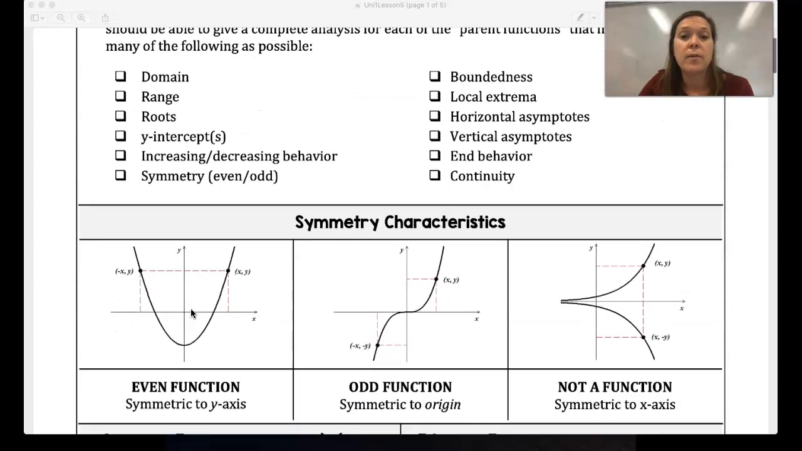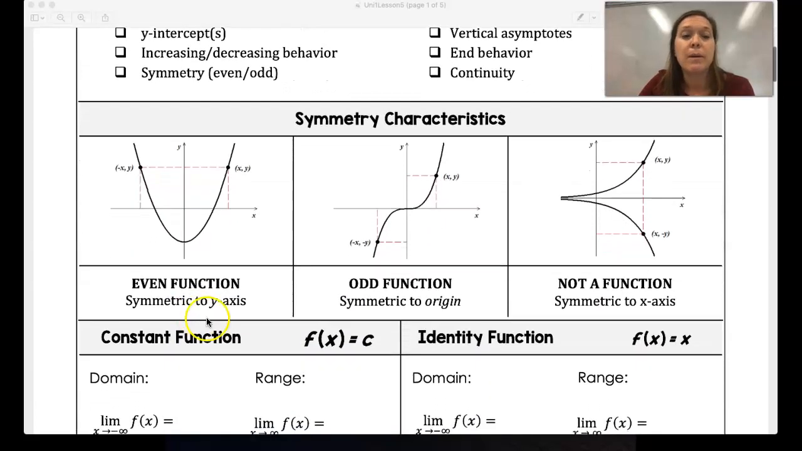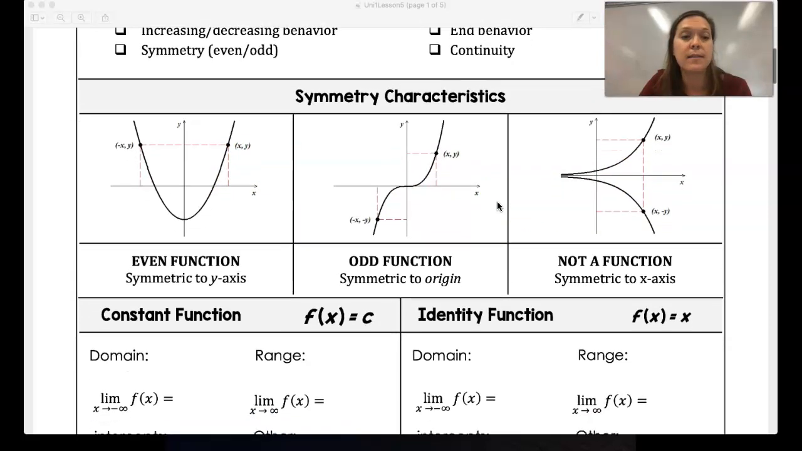Okay, so just a quick refresher. Remember, if we have symmetry to the y-axis, it's going to be an even function. If we have symmetry to the origin, it's going to be an odd function. And if we have symmetry to the x-axis, that makes it not a function. So that's just a quick review of the symmetry characteristics that we have.